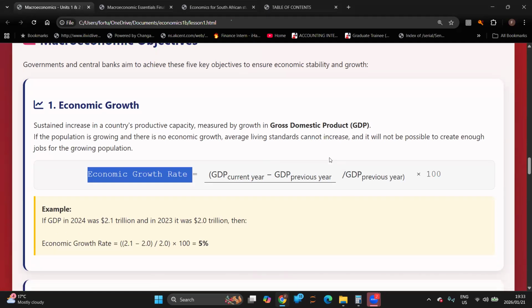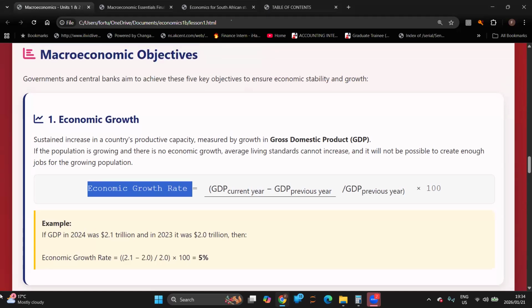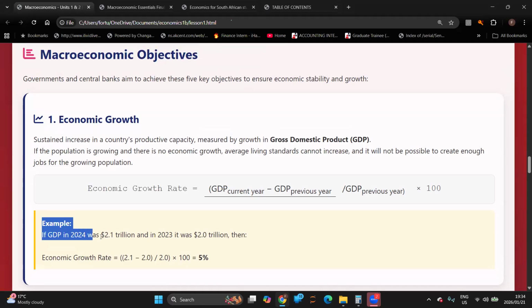Okay, so as a result of that, you need to have the growth in the economy, and we said that it is calculated as the current year's GDP minus the previous year's GDP divided by the previous year's GDP by 100. So suppose you're given a scenario that if GDP in 2024 was 2.1 trillion, and in 2023 it was 2.4 trillion, then the economic growth rate is... I was supposed to hide these figures here, but anyway, you can see them.